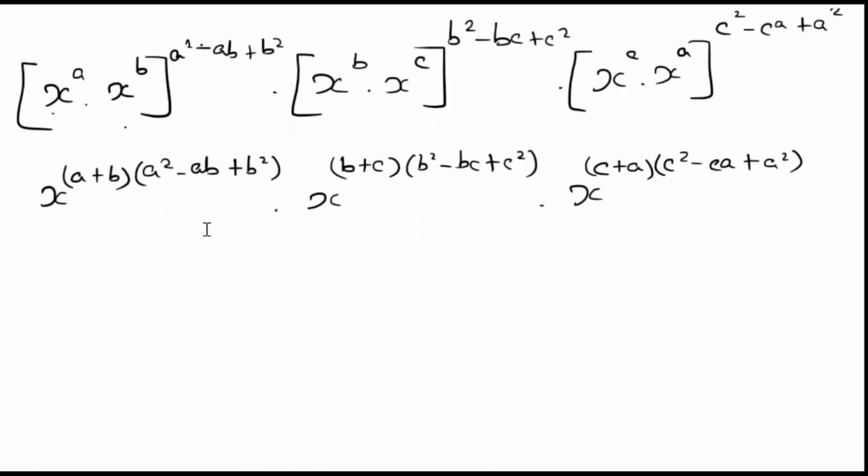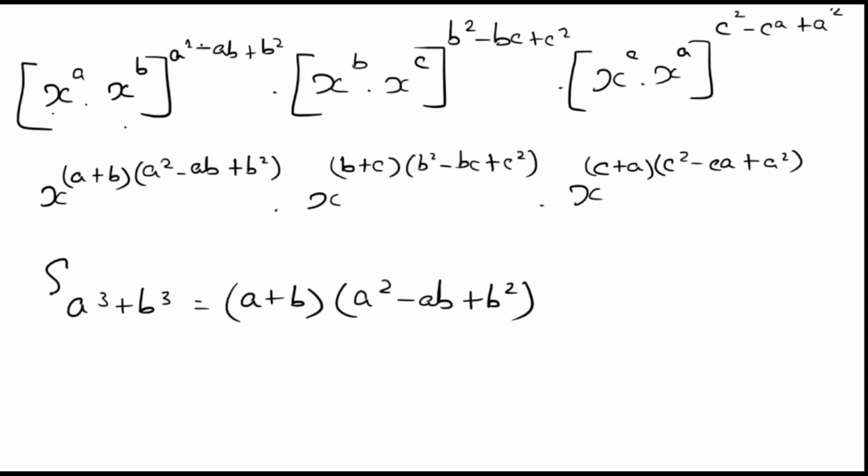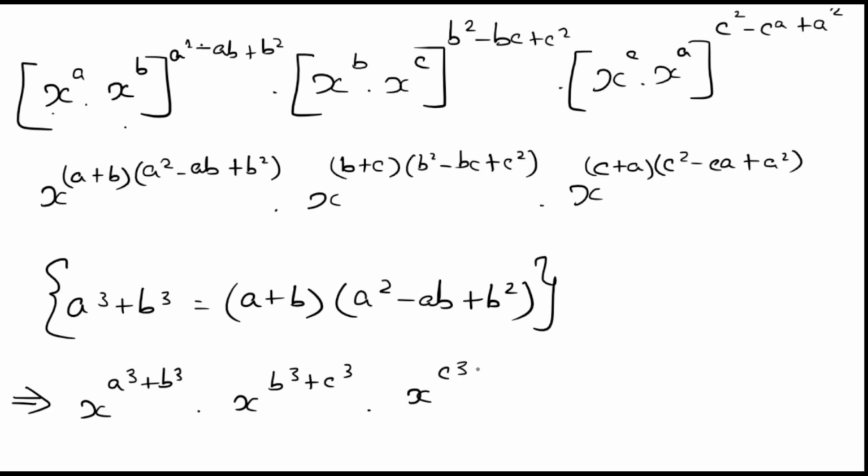Now to the powers, we'll apply the formula A cube plus B cube, which is equal to A plus B into A square minus AB plus B square. If we apply this formula to the powers, we'll get x to the power A cube plus B cube into x to the power B cube plus C cube into x to the power C cube plus A cube.